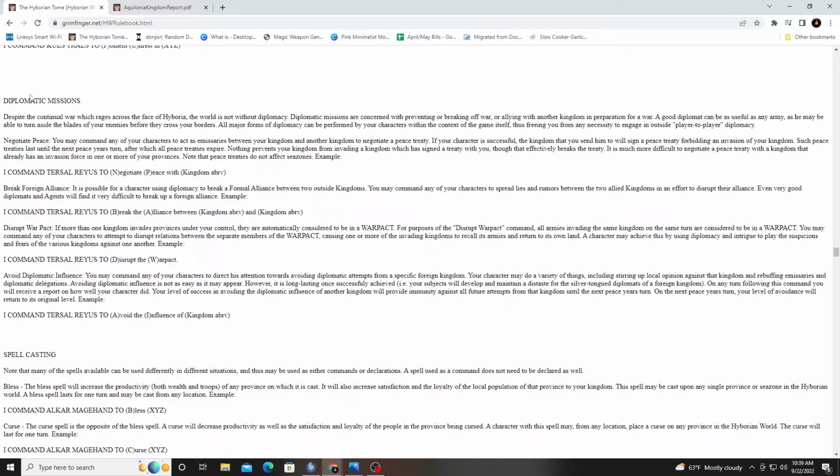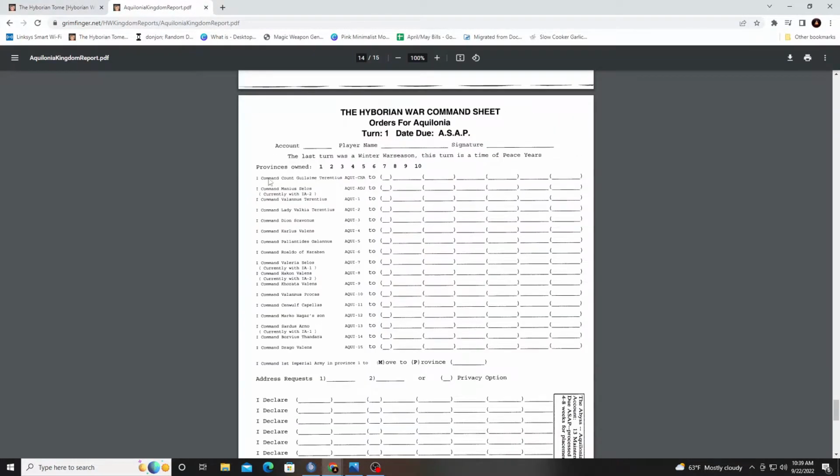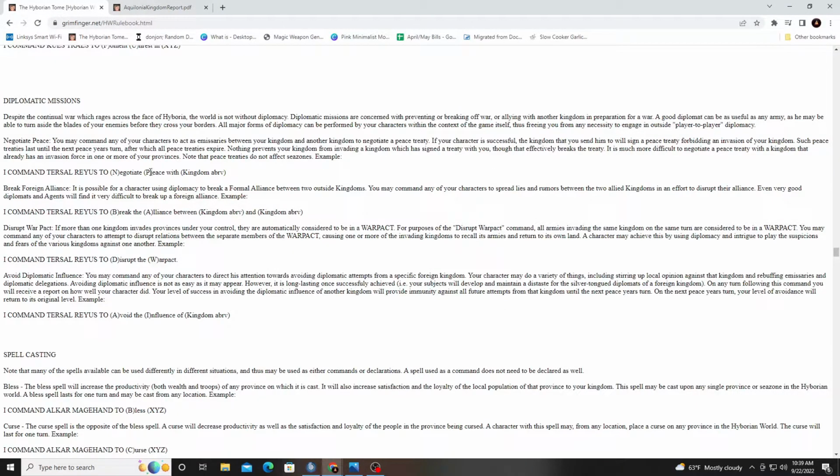So the way we fill that out is pretty simple. If we have our sheet here and we're commanding our first guy, we put an N in the first parenthesis, P for negotiate peace, and then in the last parenthesis, we put the kingdom abbreviation. All right, that's the first one.